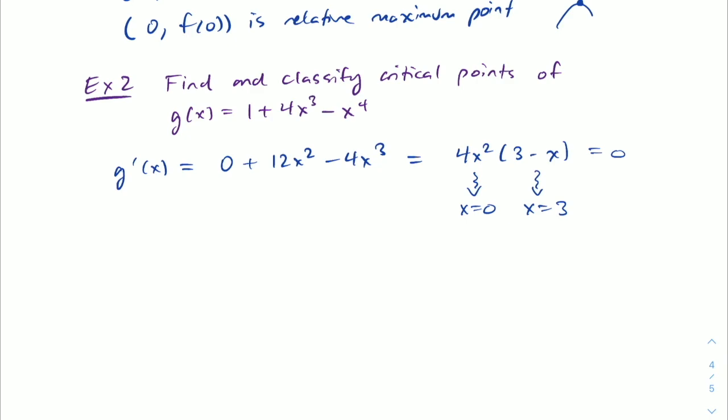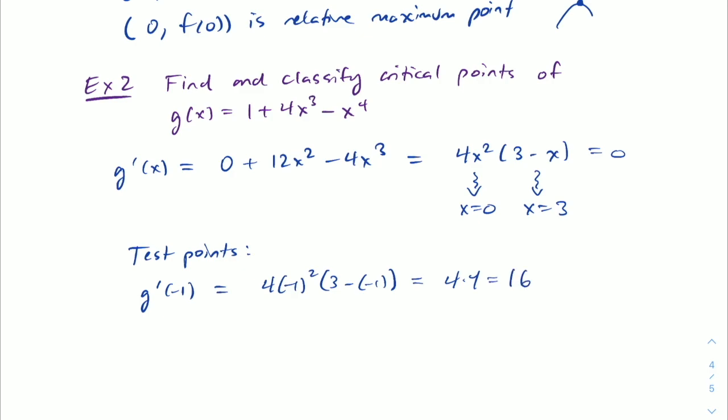Okay, so now we're going to test points on either side of 0 and 3. Our test points are going to be any point before 0. Let's do -1, which results in 4 times -1 squared times 3 minus -1. What is that? 3 plus 1 is 4. So 4 times 4, which is 16, which is positive.